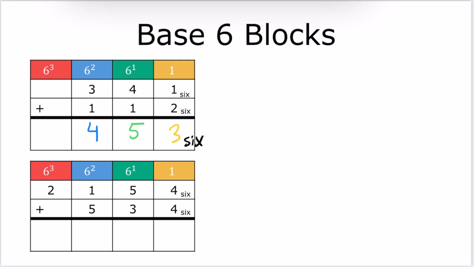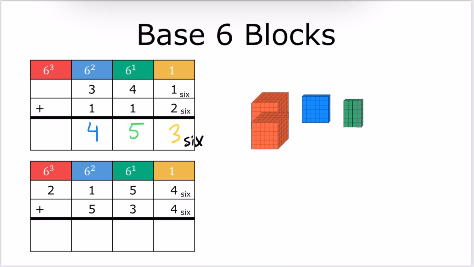So if I had 2154 base 6, I would have 2 of my blocks that have 216 in them. So I'd have 2 of those. Then I would have 1 of my 36 plate. Then I would have 5 6 rods. So here's 1, 2, 3, 4, 5. And then I would have 4 of my units. So here's 1, 2, 3, 4.